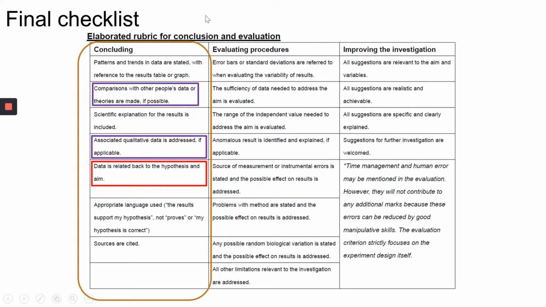This is actually taken from the Green IA booklet guidance, as to what you need to check for the conclusion part in the evaluation sections. I just highlight a few things people miss out. One of them is comparing with other people's data and theory in your conclusions. Another that a lot of students overlook is referring to the qualitative data, that means your observations. And the next one, again a very important one that a lot of students miss out, is that you need to refer back to your research question and hypothesis. So there you go.